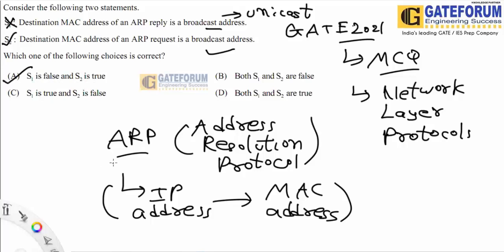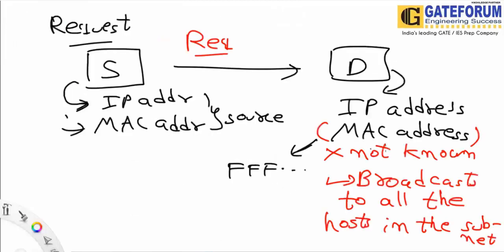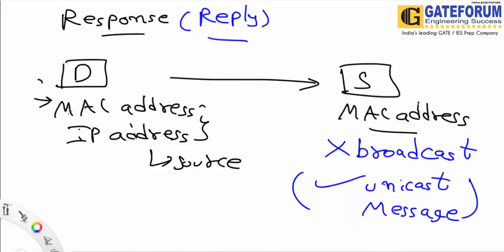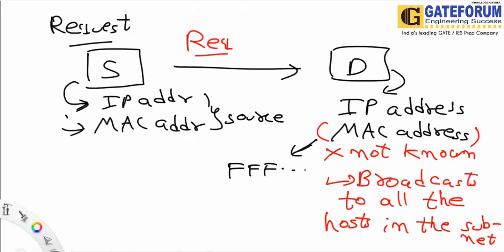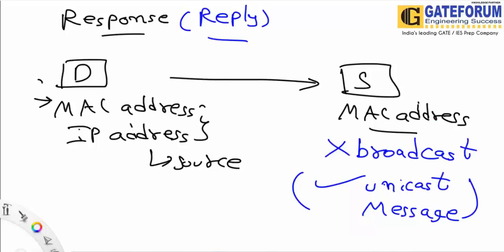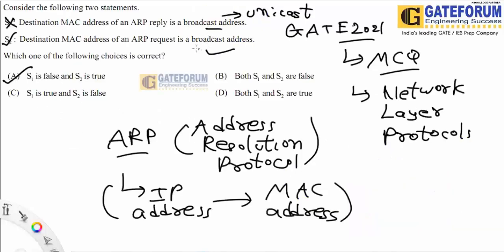I'm just explaining once again: we are converting IP to a MAC address. While sending the request, we do not know the MAC address, so we broadcast to all the hosts in the same network. But while sending the reply, the destination knows the MAC address of the sender because it has seen this MAC address in the request. So it will directly do a unicast and not a broadcast. So this unicast is wrong, and the broadcast, which is related to the request, is correct. So S1 is false, and S2 is true.